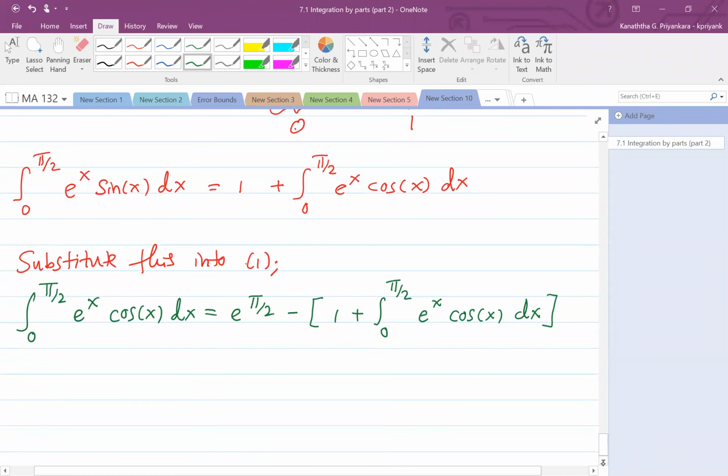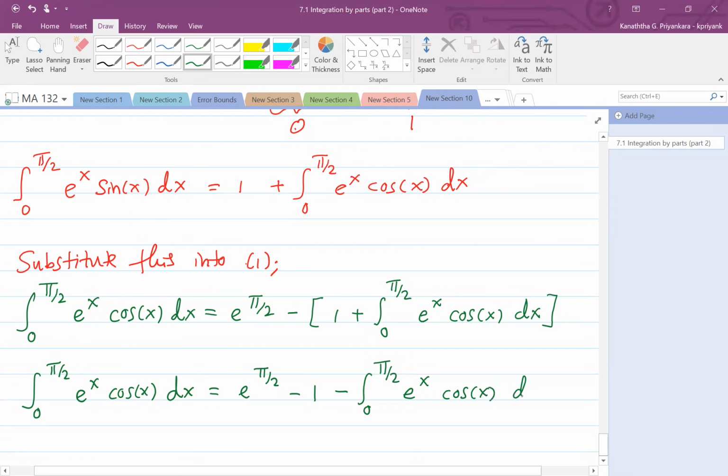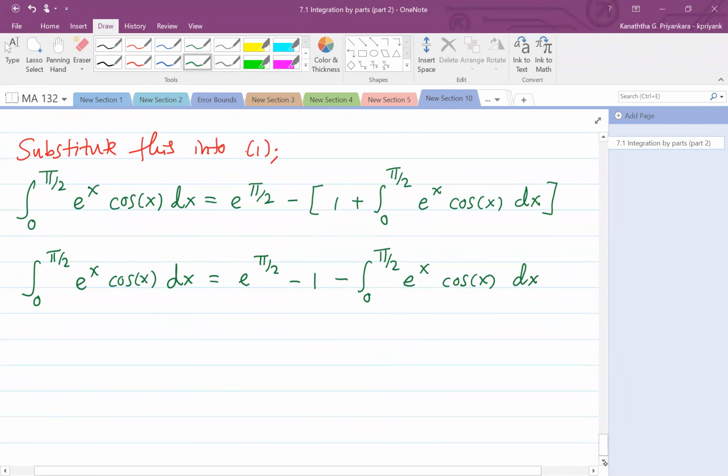Next I can multiply by negative, so then we can simplify this. So we have the integral from 0 to pi over 2 of e to the power x cosine x dx equals e to the power pi over 2 minus 1 minus this integral of e to the power x cosine x dx. Now we can bring this integral to the other side to simplify.